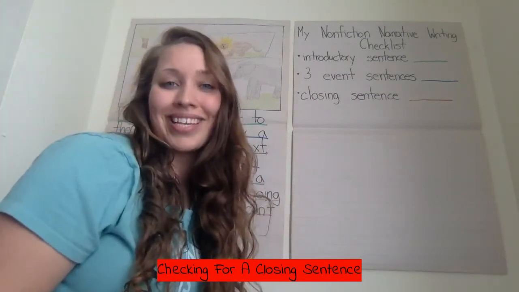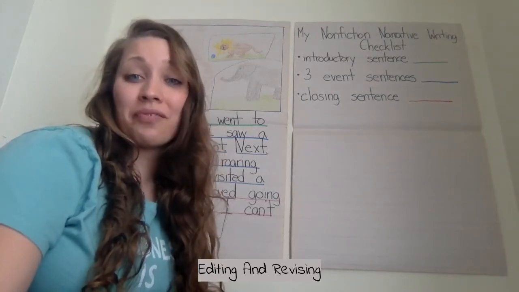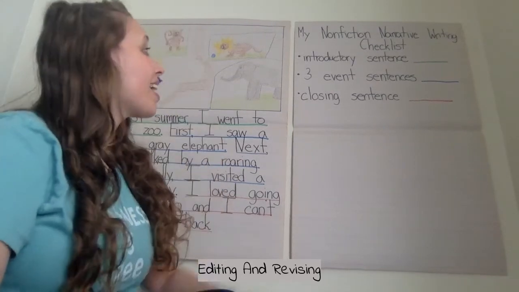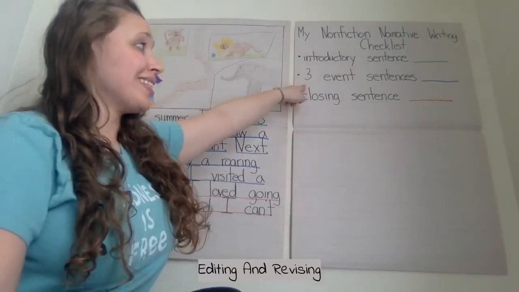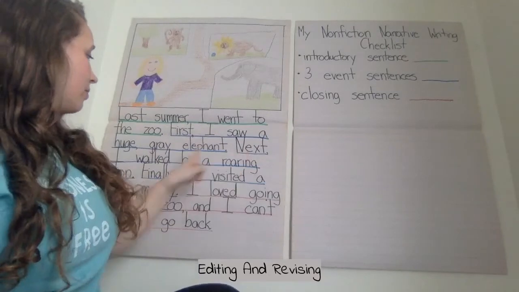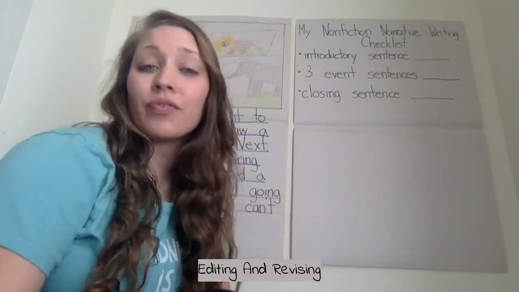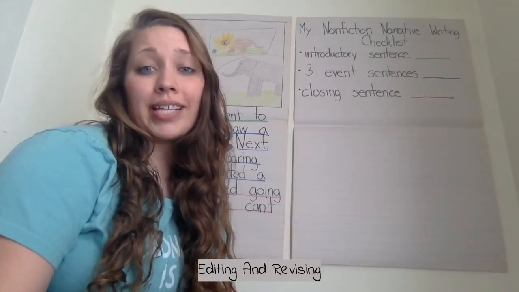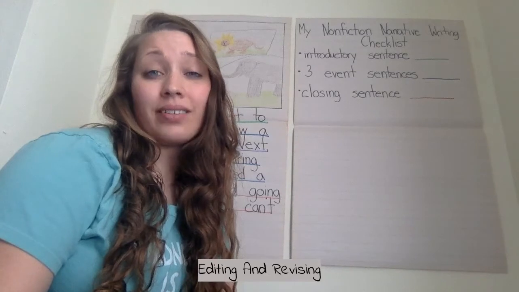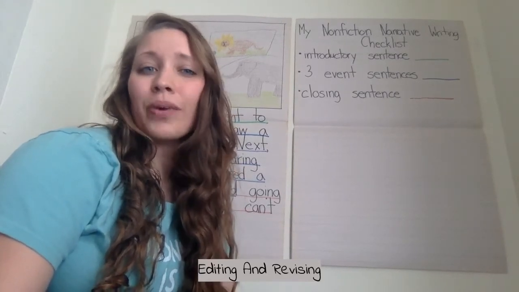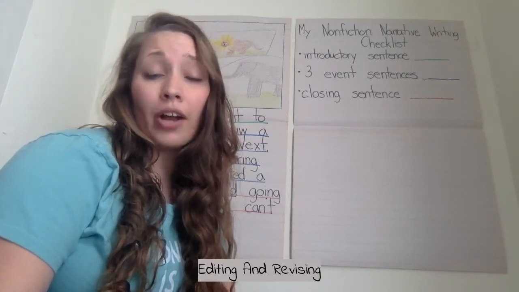There's my closing sentence. Wow, it looks like I found everything that was on my nonfiction narrative writing checklist. I underlined an introductory sentence in green, three event sentences in blue, and a closing sentence in red. If you didn't find something when you were revising and editing your work, now is the perfect time to add it in. Remember, adding an idea to your work does not necessarily mean that you need to go back and erase anything from what you've already done.